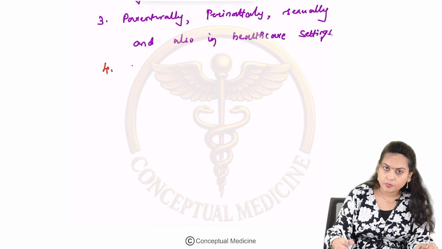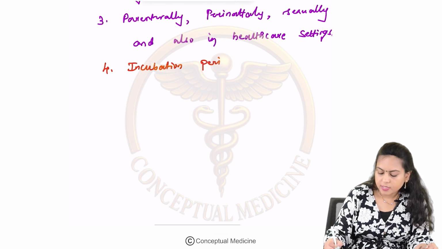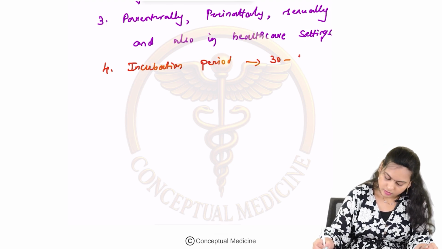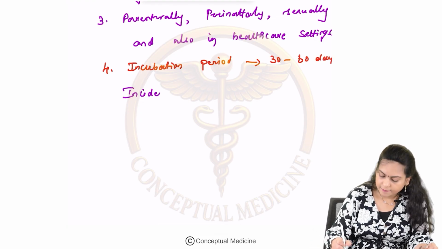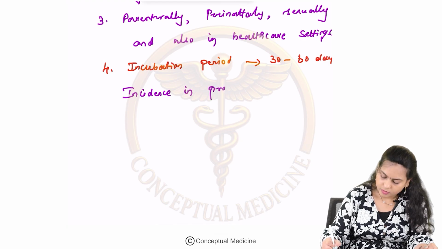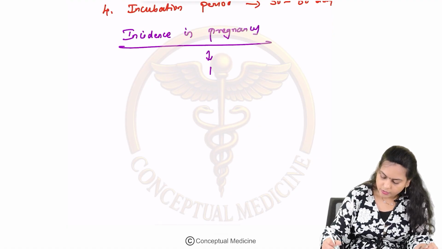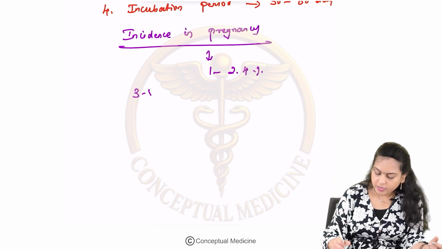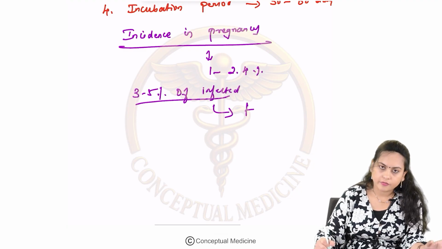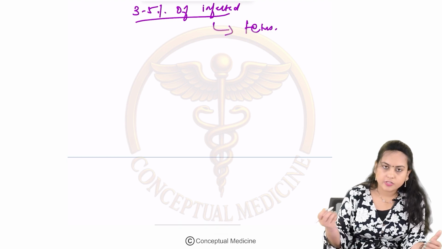If you take the incubation period, it is around 30 to 60 days. And the incidence in pregnancy is between 1 to 2.4%, and among them 3 to 5% of the infected mothers transmit the disease to their infant or fetus. Clear? Okay. Now, what are the clinical features in this disease?